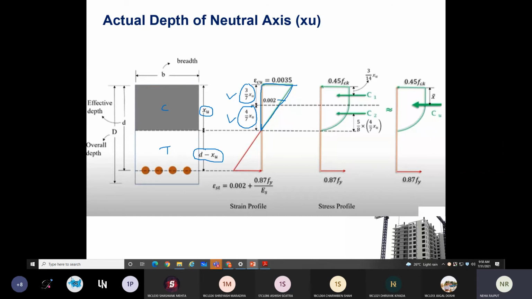Now this is my rectangle portion where the C1 force is acting. Now the rectangle CG is at half the distance, at the center. So see, half of 3/7 is 3/14 xu. So this C1 force is acting at this point from the top, right? This is my parabola. Parabola CG is 5/8 from this point. So 5/8 of this 4/7 xu.